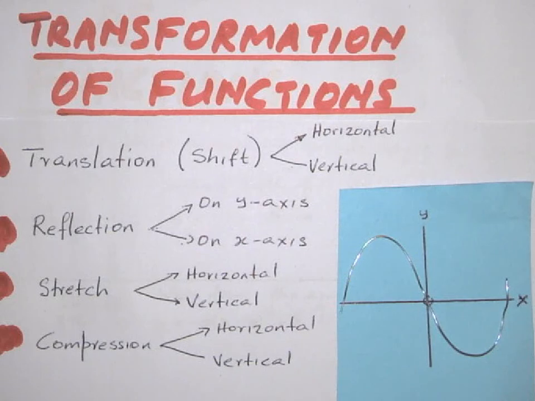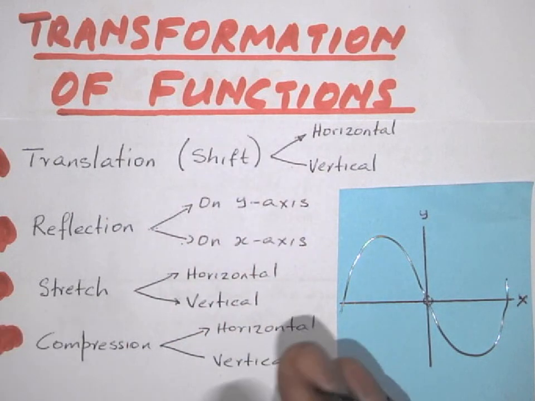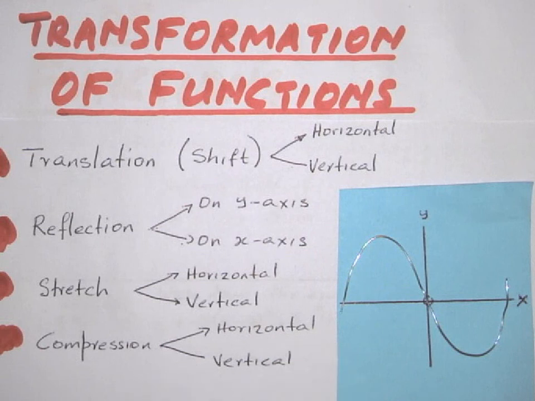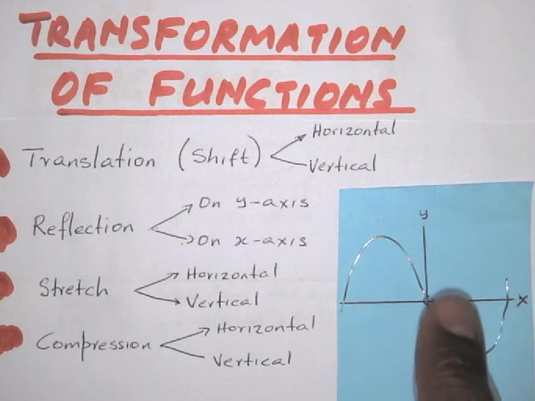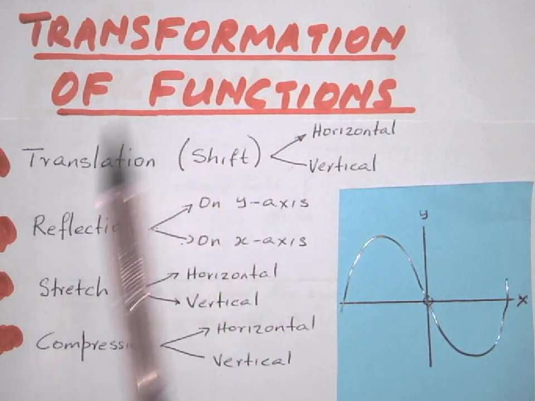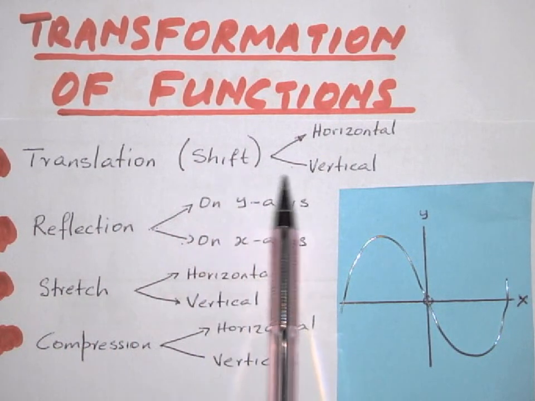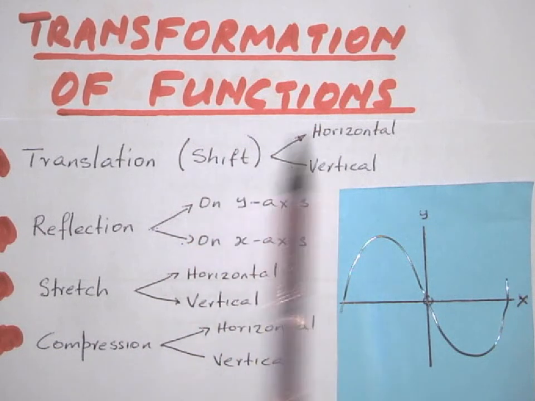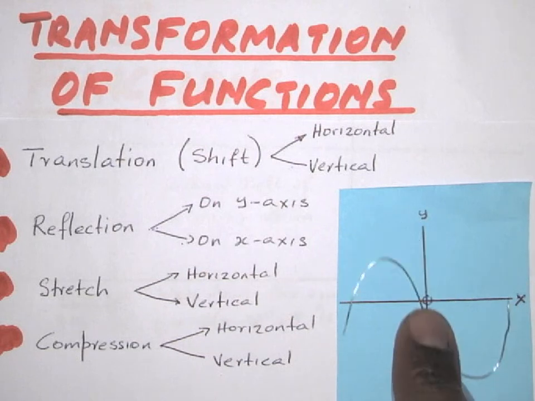In this lesson, you are going to look at transformation of functions. So functions we've dealt with, but in this case, I've made something that looks like a function on a system of axes. So the transformation that you have to look at is translation, which is just generally shifting the graph. Either you shift the graph horizontally or you shift it vertically, up or down.